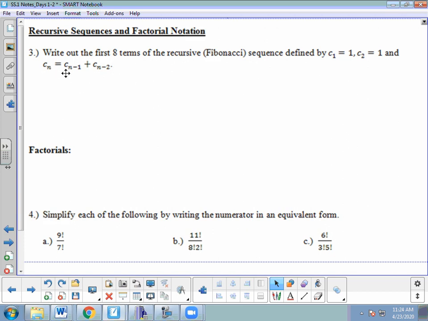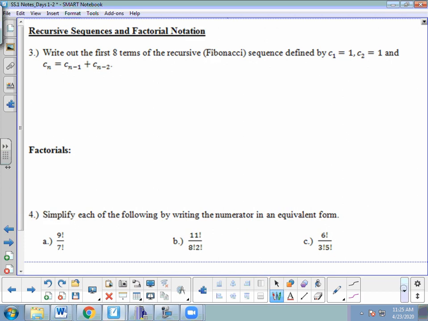So C of n is equal to C of n minus 1 plus C of n minus 2. So this notation here means, remember that the n is the number of the term. So basically what this is saying is C of n is determined by the term that came before it added to the term that came 2 before it. So for example, the 5th term is determined by taking the 4th term and adding it to the 3rd term. So we want to find the first 8 terms. It gives us the first one, the C of 1, and the second one is also 1.